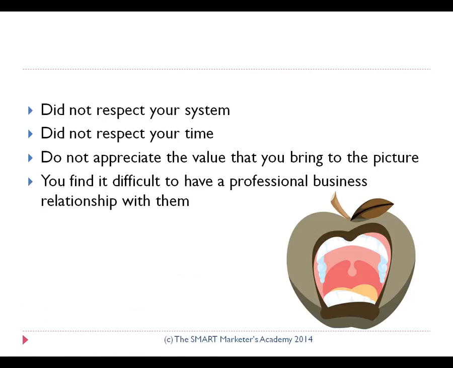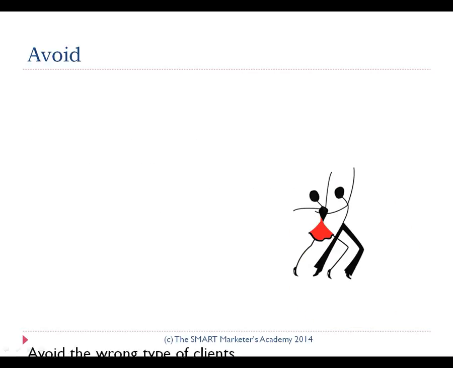So people who are not ideal clients, you find it difficult to have a professional business relationship with them. Now, you don't have to be so formal when you're dealing with people, but some people know what the requirements of a professional business relationship are. So they would work within certain parameters, but other people just haven't got a clue. So you need to be very, very careful about this. You need to be able to spot this as people come to want to work with you.